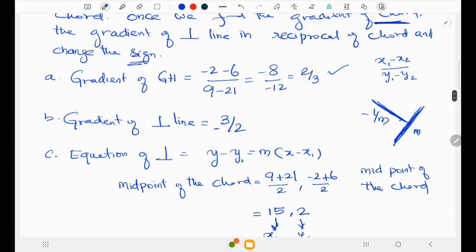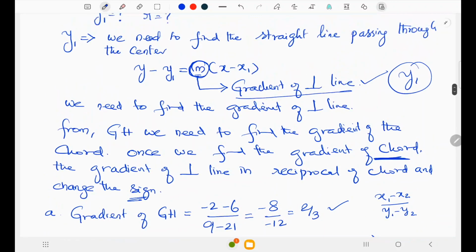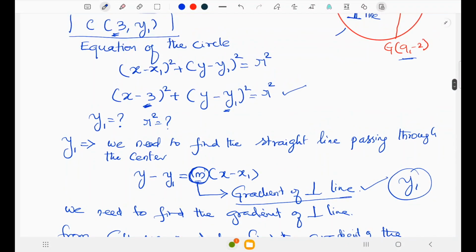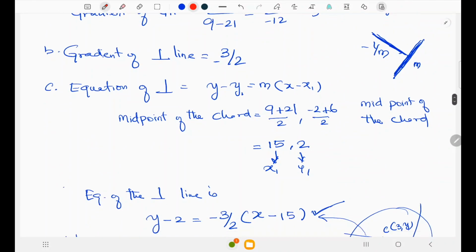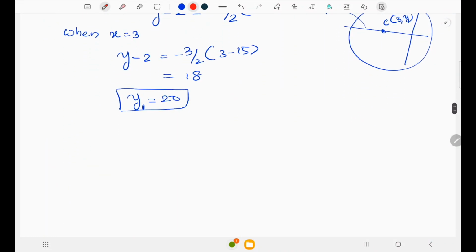Now we got this, I changed the color, this we get as 20, just now we found. Now we need to find what is r square. How do we find the r square? We find the r square by the center. We know already this center is 3 comma 20. Then we need to find the r square. How to find the r square?